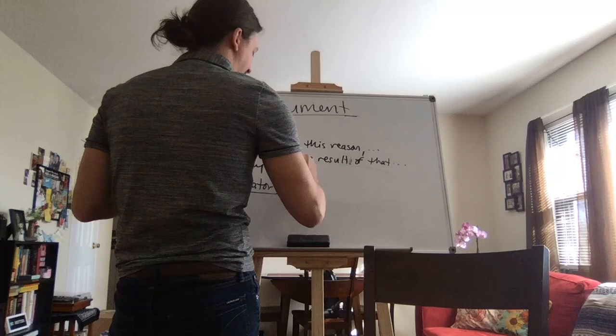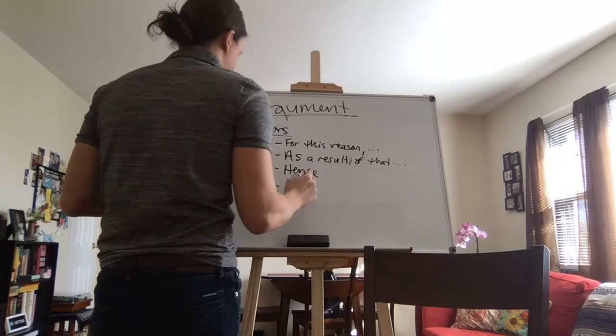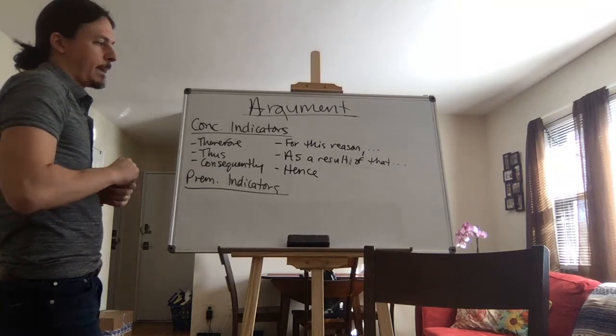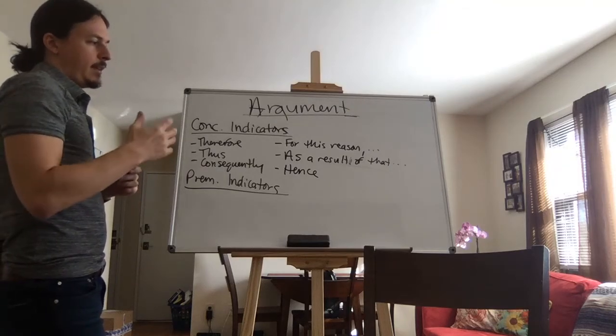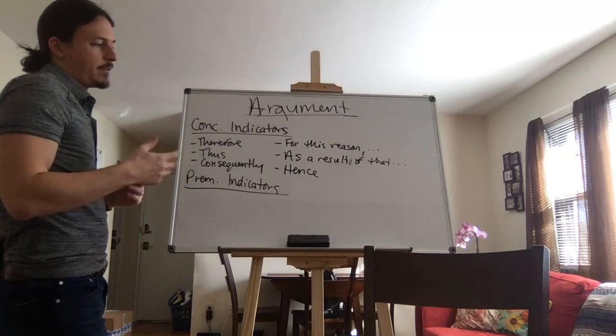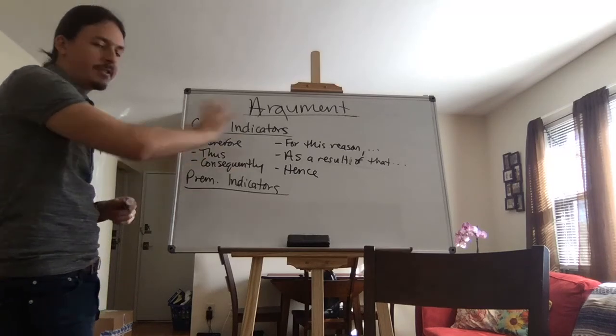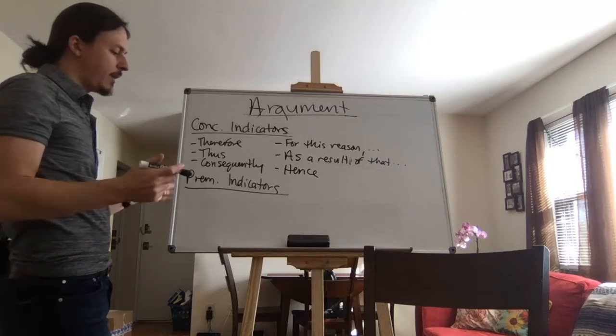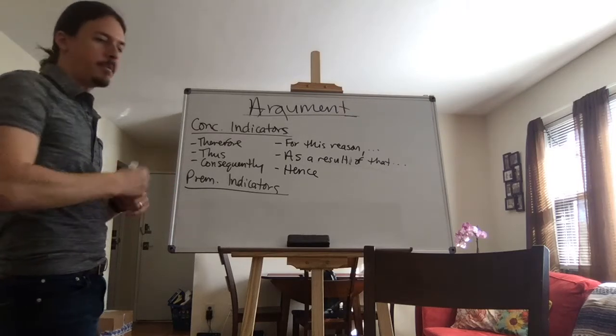Here's one, hence, right? Just these synonyms of like therefore and thus. And there are other ones you could think of, but this is a good starting point, I think, to get your head in the game. So, all right, what might premise indicators be?